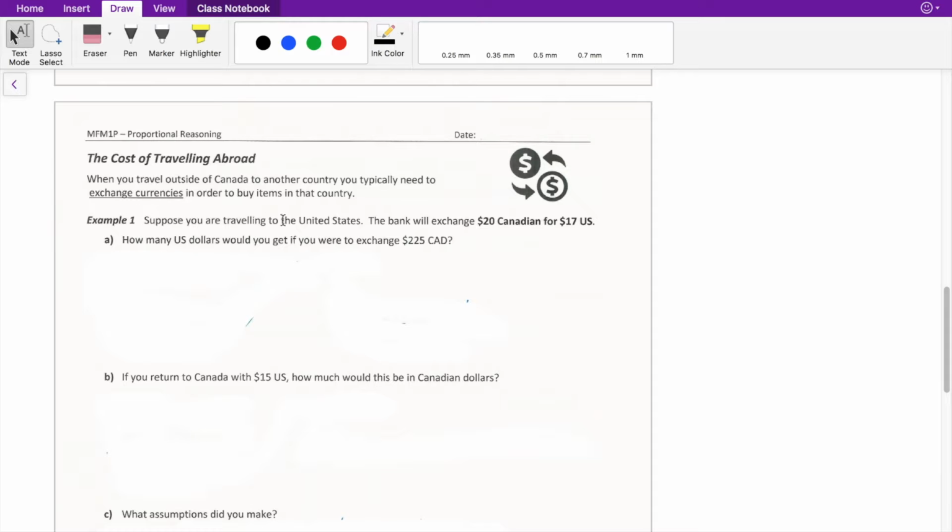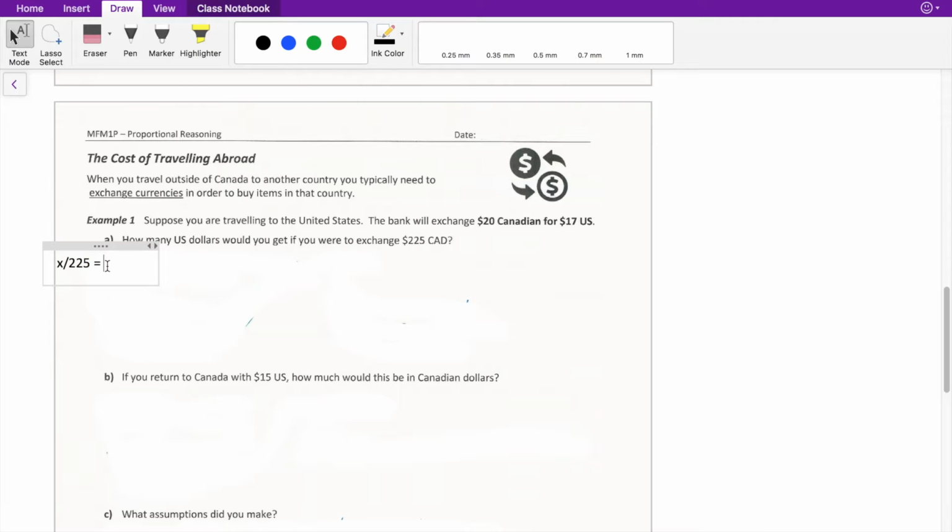So suppose you're traveling to the United States. The bank will exchange $20 Canadian for 17 US. How many US dollars can you get for $225 Canadian? So let's set up our ratio. So we're going to put our unknown on top. Okay? So our unknown will make x. Below in our fraction, we're going to put how much its partner. So in this case, how much Canadian money we have. So we're going to exchange $225.